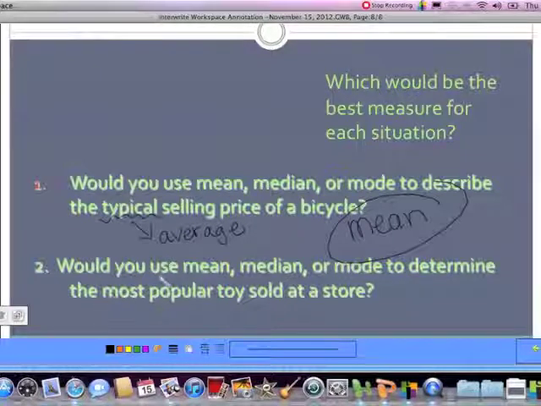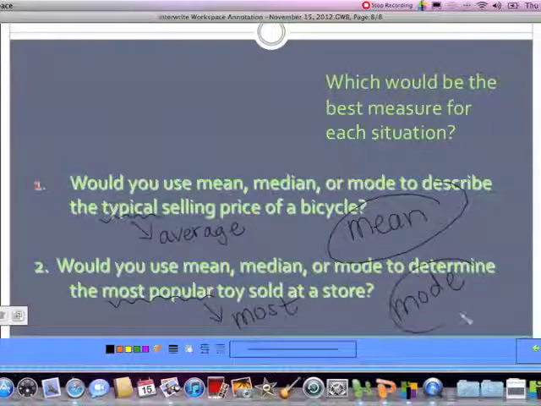And then number 2 says, would you use mean, median, or mode to determine the most popular toy? Most popular would be your hint word here. Most popular means most. So to find the most popular toy, you would want to use the mode. So sometimes you're going to be given situations and you just need to look for hint words such as typical or most popular to identify whether you should use the mean, which is the average of a set of numbers, the mode, which is the number that occurs the most in a data set, or possibly the median, which is the middle number in a data set.